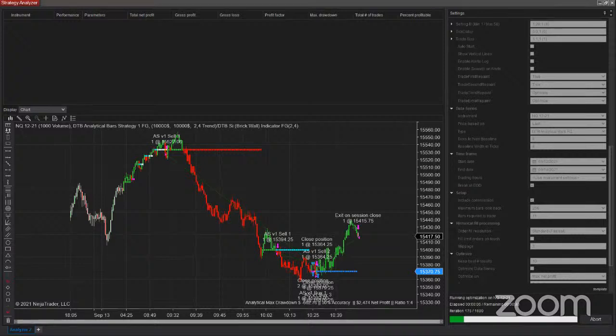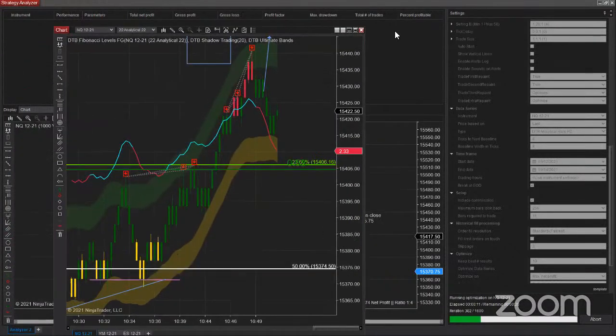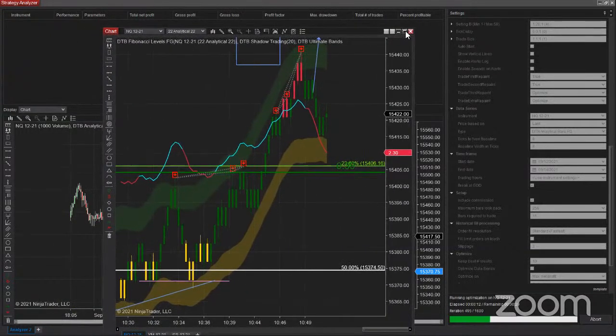So let's just have a look for interest's sake at our 5-minute chart. And while I'm doing that, how about you, Stuart? How have your trades been running this session?